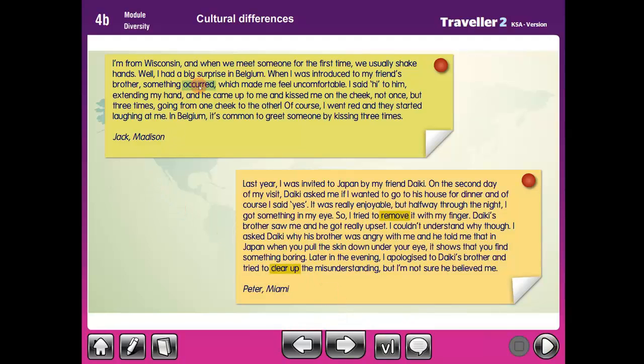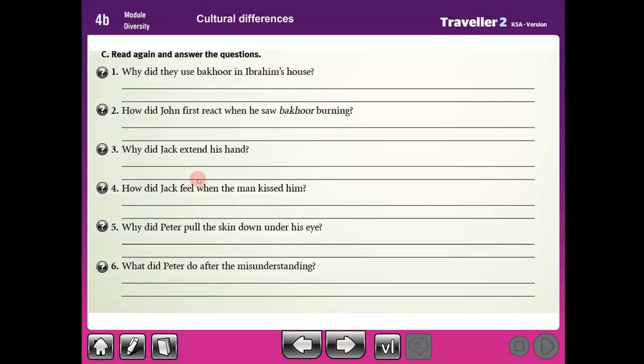Okay. Occurred means happen. Remove means take out. Clear up means explain. Okay. After reading, we will answer the questions. Read again and answer the questions.